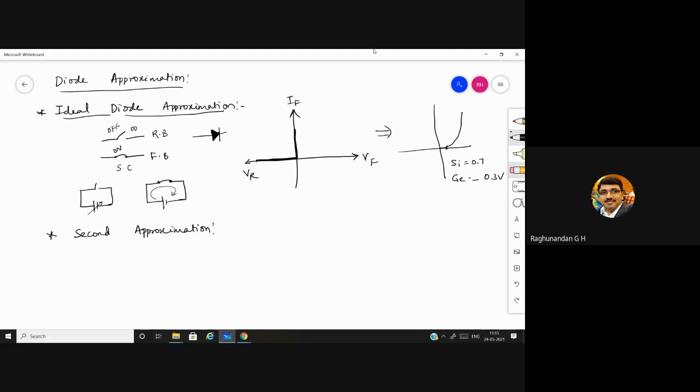In the second approximation, the modification done in the circuit is this. If I write a diode like this, it is indicating a switch. Please remember that. So they considered that there is a battery. If you connect a battery to this ideal diode, then it will work out. Ideal diode means it is going to act as an off switch for the reverse bias condition, and an on switch for the forward bias condition.